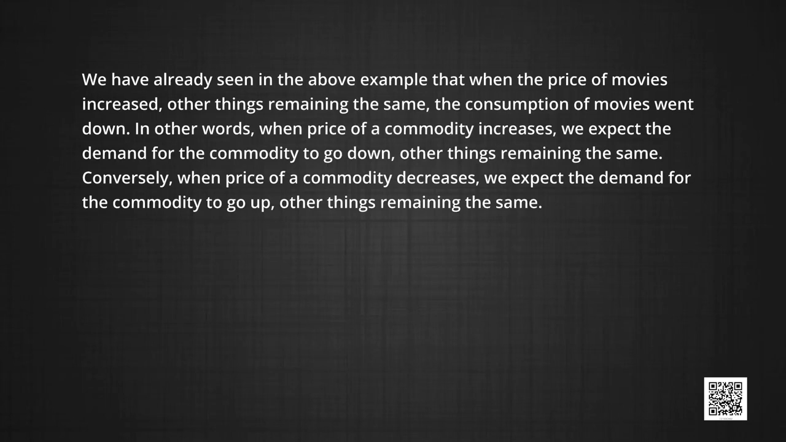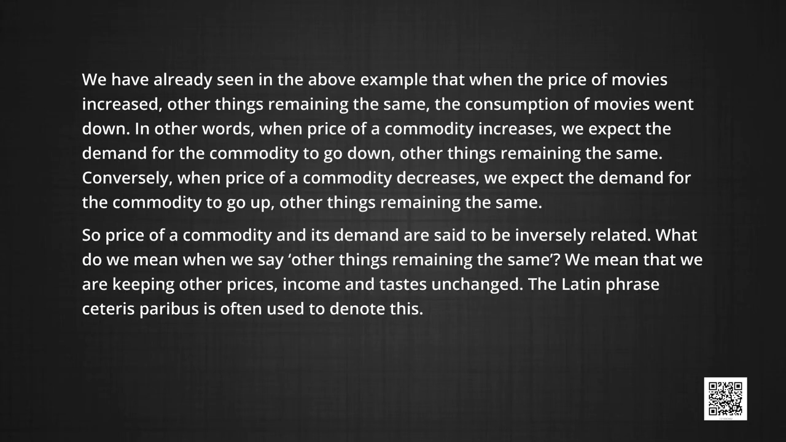Conversely, when the price of a commodity decreases, we expect the demand of the commodity to go up, other things remaining the same. So, the price of a commodity and its demand are said to be inversely related. What do we mean when we say other things remaining the same? We mean that we are keeping other prices, income, tastes and preferences unchanged. The Latin phrase ceteris paribus is often used to denote this.